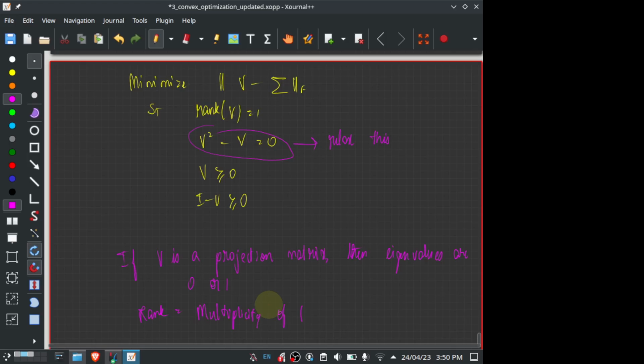Okay, so it's equal to the multiplicity of 1, but all eigenvalues are 0 or 1. So the rank is also equal to the sum of the eigenvalues. You agree? So it's equal to the trace. Okay, so basically I can replace this condition with trace of V equals 1.